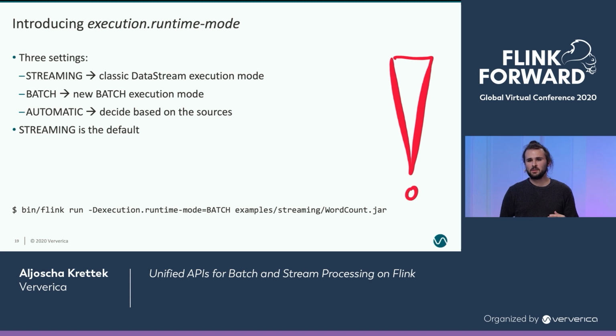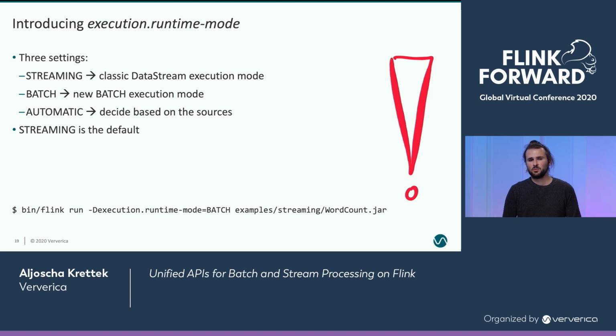And there are 3 settings. There is streaming, which is the classic DataStream execution behavior that you know. There is batch, which is the new execution mode that we're introducing, and I will talk about how that actually works in a bit. And there's automatic, which will look at the sources in your job. And I've talked about this before. If all the sources are bounded, then the job is bounded, and we can choose batch execution mode. But if one of the sources is unbounded, then we have to use streaming mode. And so automatic is the recommended way of running things.